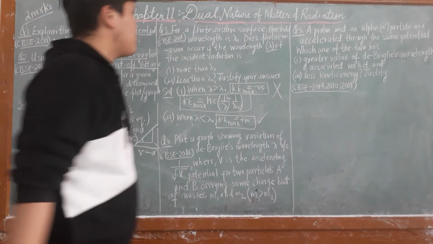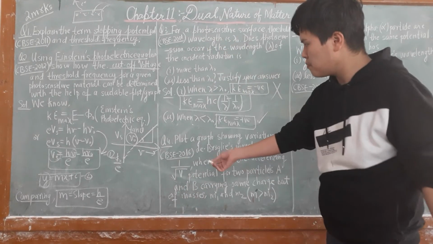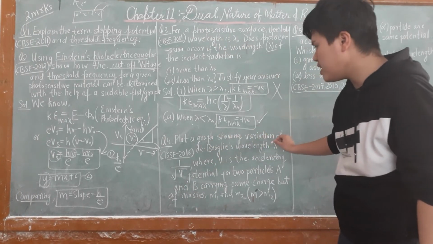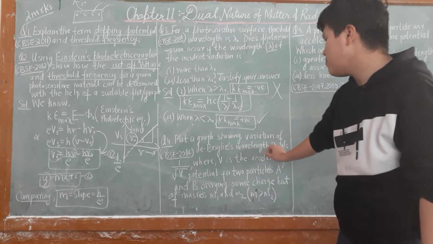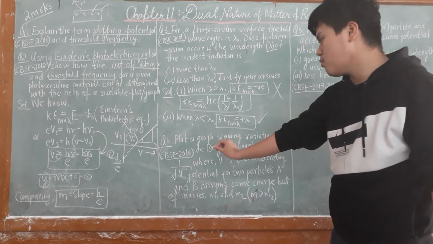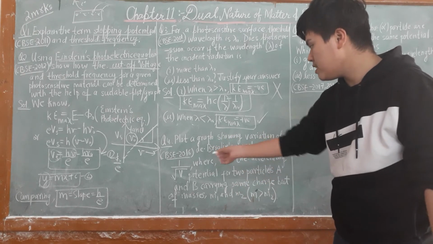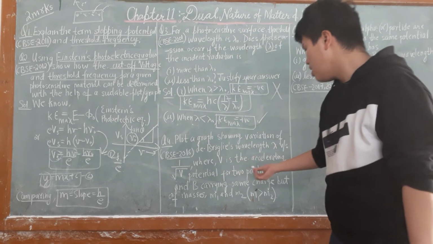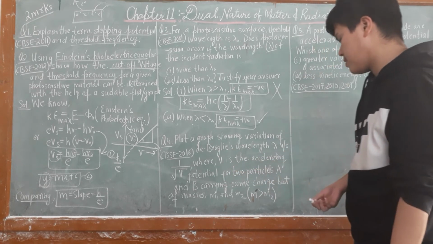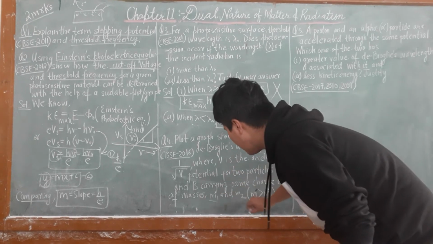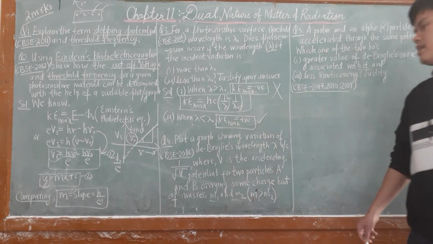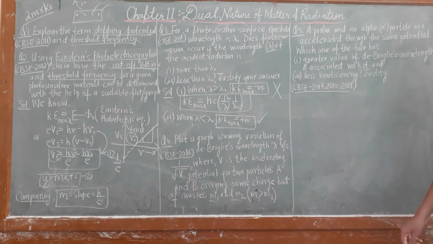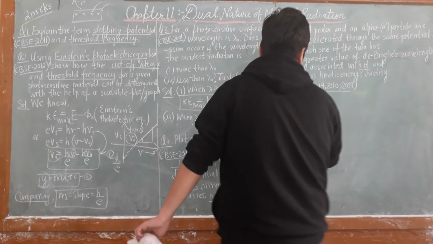Now question number 4. Plot a graph showing the variation of de Broglie wavelength lambda versus 1 by root V, where V is the accelerating potential, for two particles A and B of masses m1 and m2. So let us take the solution to this now.